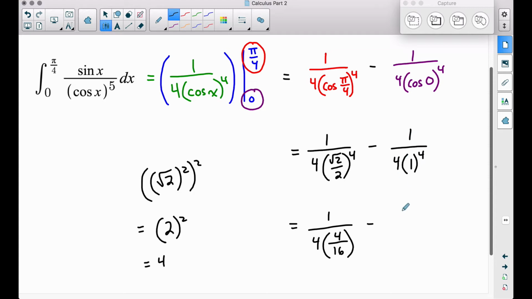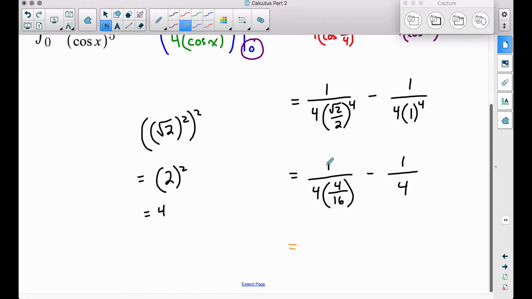Minus, and this one here, not as bad, this is just going to be 1/4 since 1 to the 4th power is 1. Moving on here, we have 1/4 times 4 over 16. If we take 4 over 16, we write that as 1/4, since 4 over 16 is 1/4. A 4th of 4 is equal to 1. Therefore, we have 1 minus 1/4, and 1 minus a 4th does give us the 3/4, or that 0.75 that we saw over in Desmos just a few minutes ago.